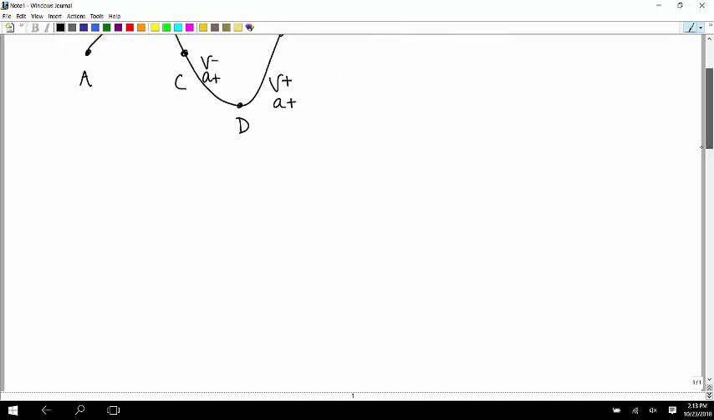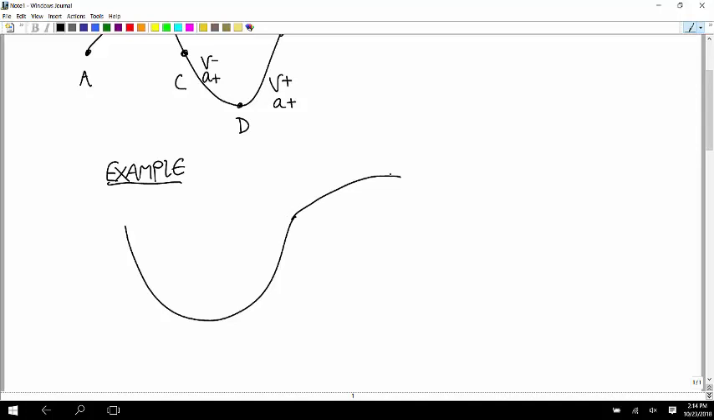So, for example, what about a graph like this? So mark the two endpoints, mark where the velocity is equal to 0. So this is the only place where it switches, in this case, from negative to positive. And then it changes from concave up to concave down right around here somewhere.